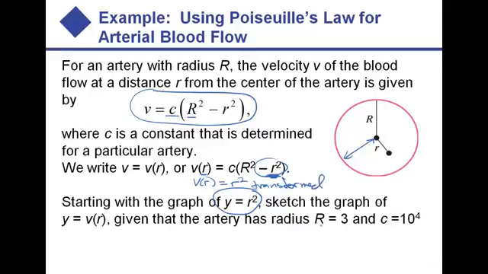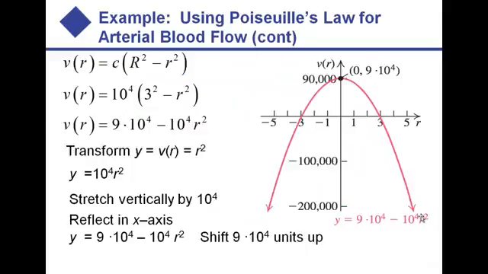So if we're given an artery with a radius of 3 and some flow constant, right, of 10 to the 4th, then we can figure out what's going on. First thing we want to do is plug those numbers in. So we plug in our flow constant of 10 to the 4th and our radius of 3 and kind of distribute, right? Do the math. 10 to the 4th times 3 squared, which is just 9, and then 10 to the 4th times our negative r, and that's what we get here.